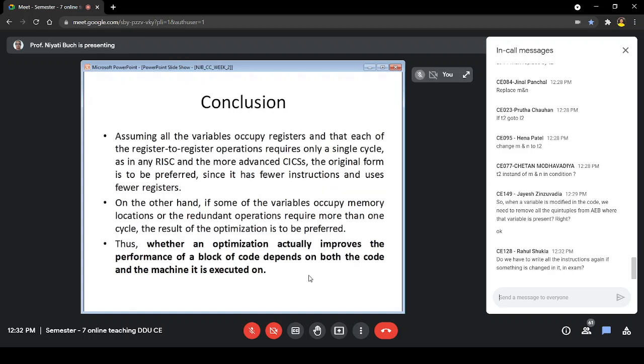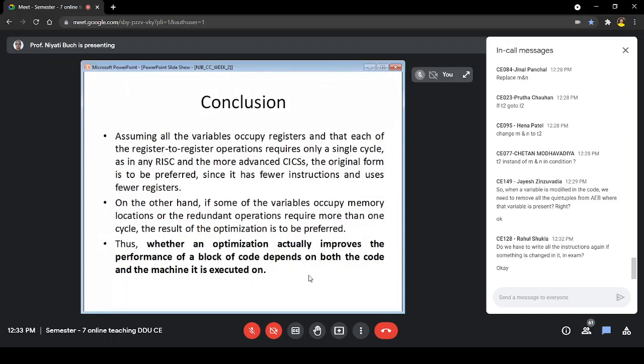Do we have to write all instructions again if something is changed in the examination? See, ideally you should. Only then will you be able to maintain the current state of your basic block. So if there are 11 instructions, you will have to write them all over. Yes.